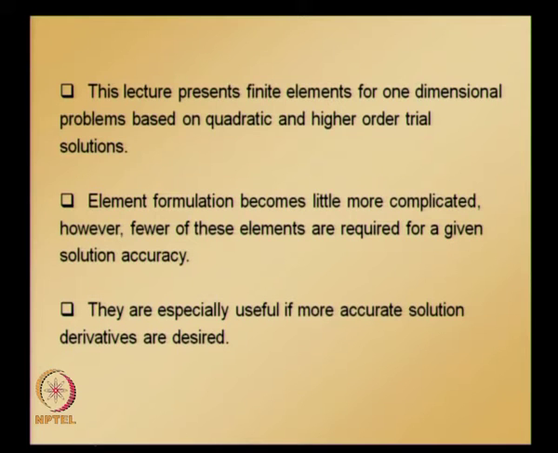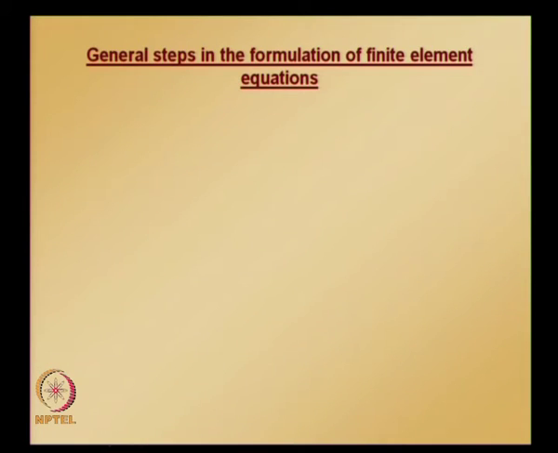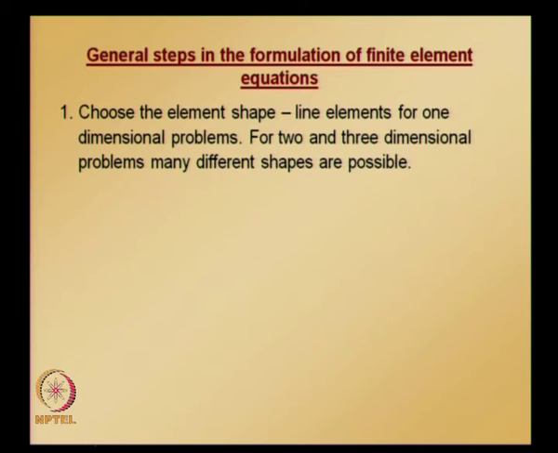Now let us look at the general steps involved in the formulation of finite element equations. The first step is to choose the element shape. It depends on the kind of problem. Line elements are used for one dimensional problems. For 2 and 3 dimensional problems we will see later that there are different shapes possible, like triangular, rectangular or quadrilateral elements, or if it is 3D you can have a tetrahedron or a cubic element.